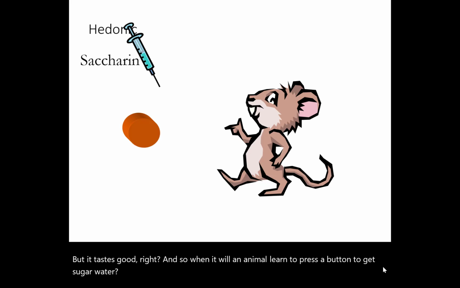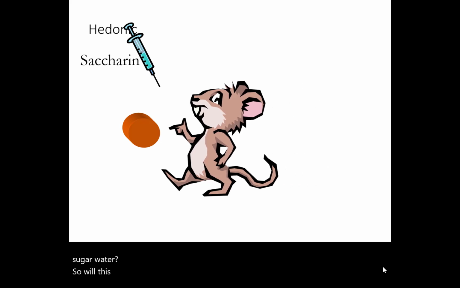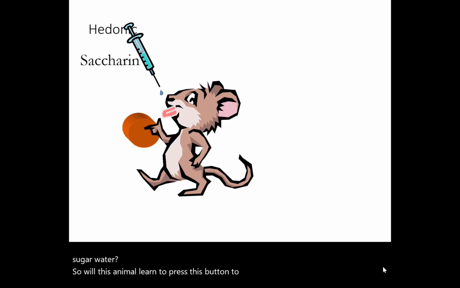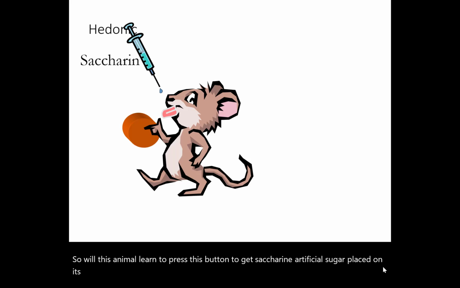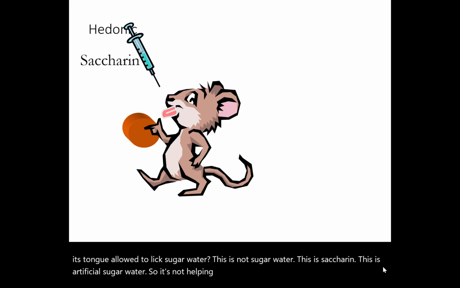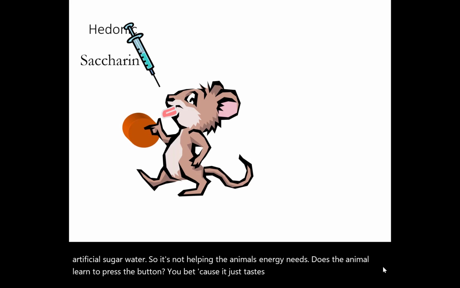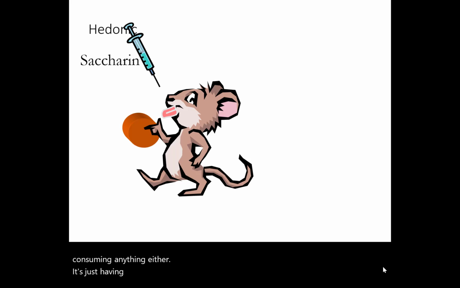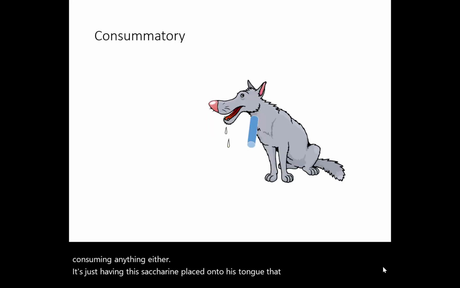So will this animal learn to press this button to get saccharin, artificial sugar, placed on its tongue, allowed to lick sugar water? This is not sugar water. This is saccharin. This is artificial sugar water. So it's not helping the animal's energy needs. Does the animal learn to press the button? You bet, because it just tastes good. It's not really consuming anything either. It's just having this saccharin placed onto its tongue that makes it feel good.